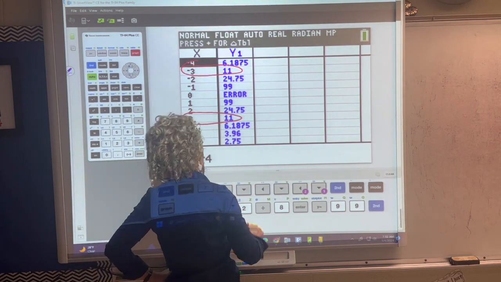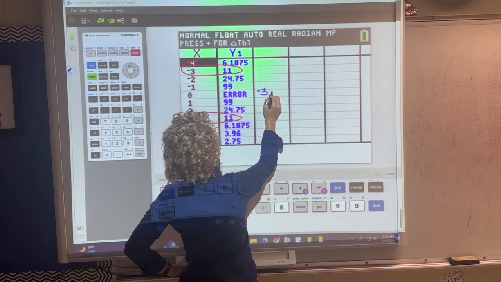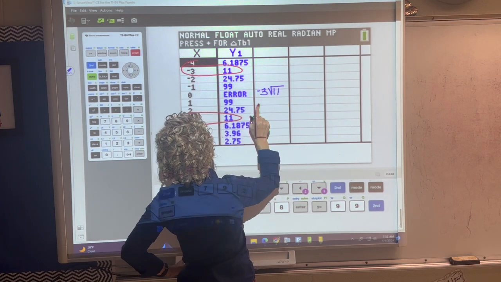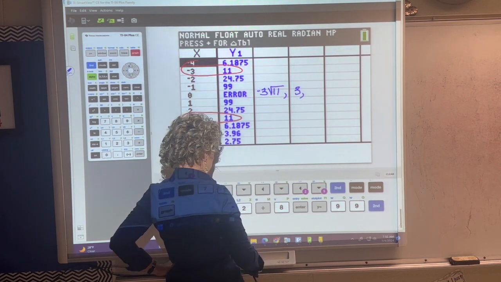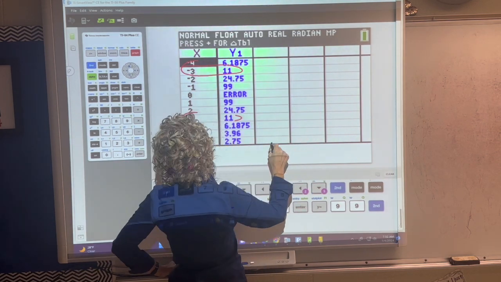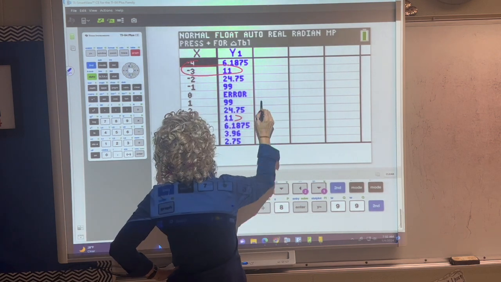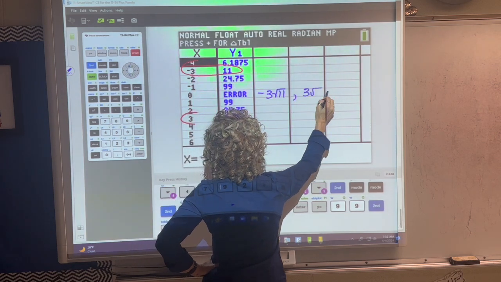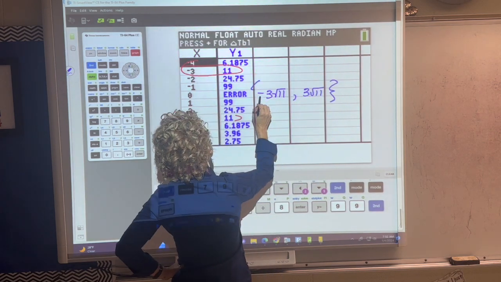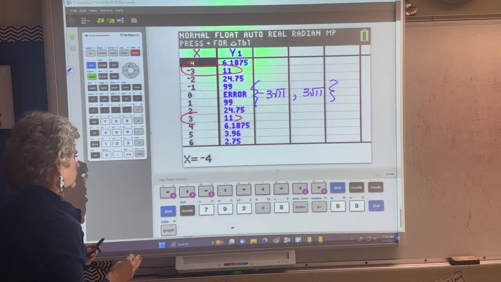And remember, my x value is outside the radical, my y value is inside the radical. Negative 3 square roots of 11 and a positive 3 square roots of 11, and I put it in my solution set form. So that's how I can read those, okay?